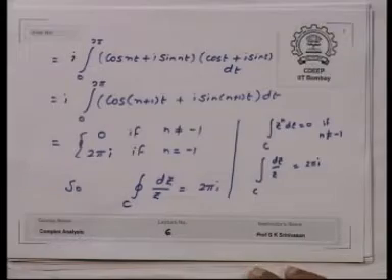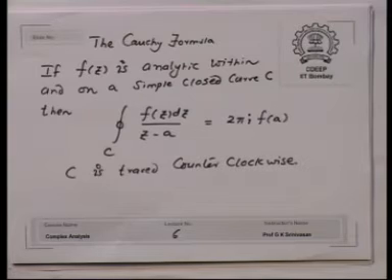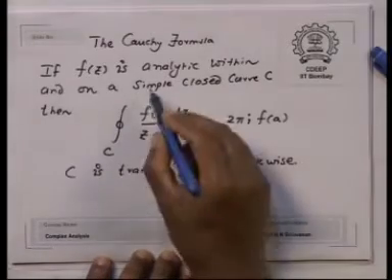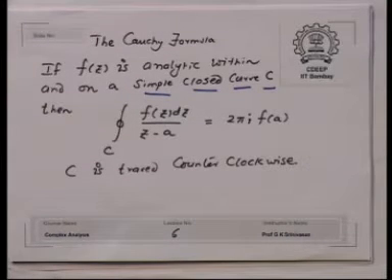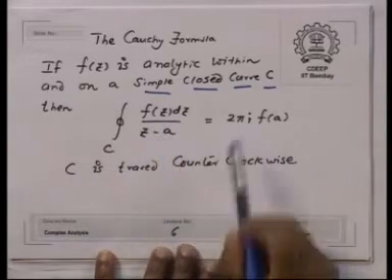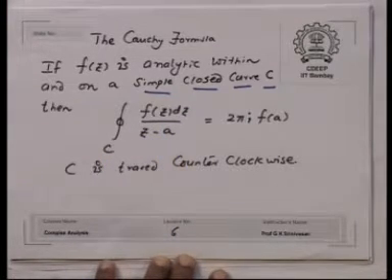Simple example. We will look at more examples as we go along. So, now let us get to the next business, the Cauchy formula. The Cauchy formula says that if f is analytic within and on a simple closed curve C. So, you are given a simple closed curve C and f is analytic within and on the simple closed curve, then integral f(z) dz over C upon z minus a equal to 2 pi i times f of a. Integral over C f(z) dz upon z minus a is 2 pi i times f of a. Is it clear?